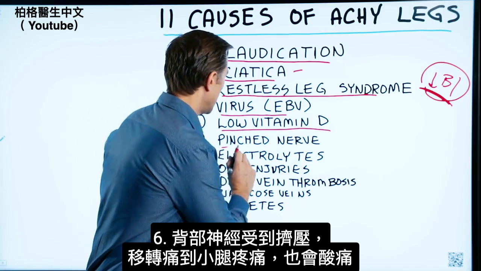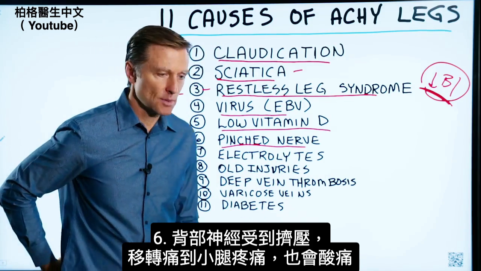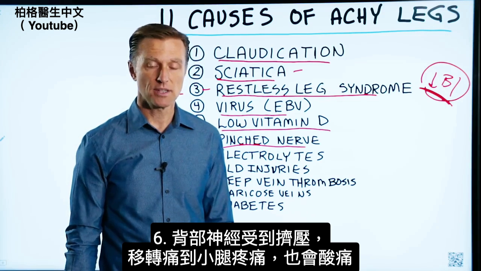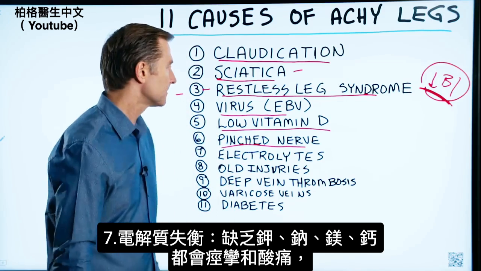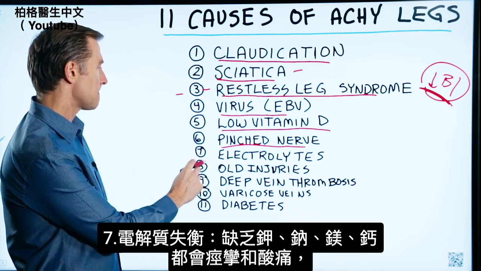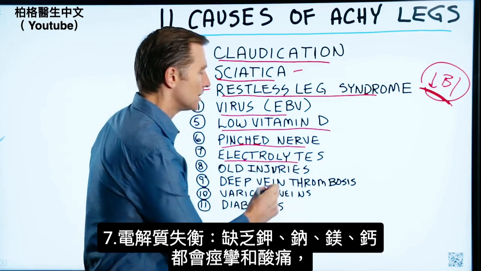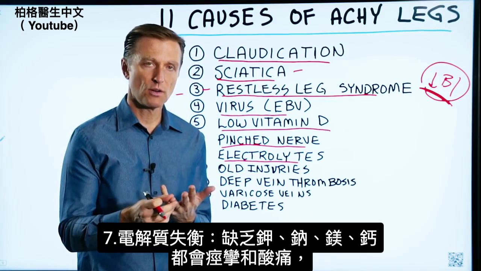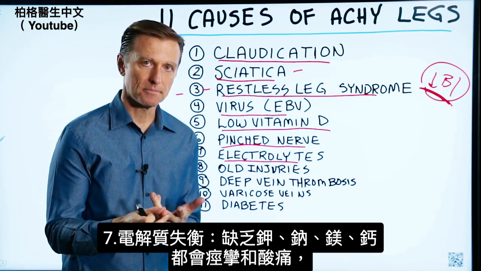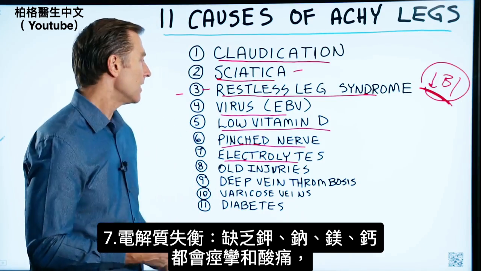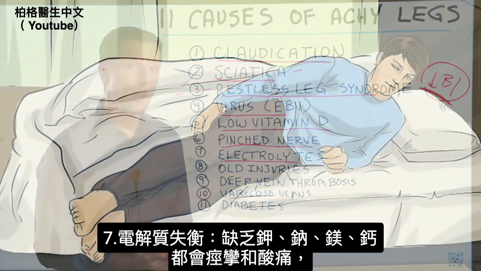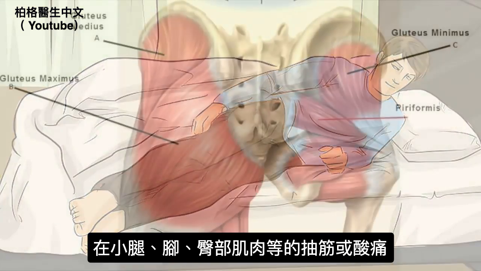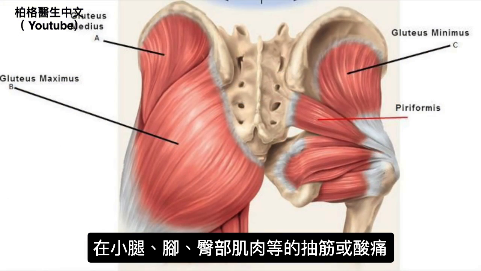Number six, if you have a pinched nerve in your back somewhere, that can refer not just pain in the lower part of your legs, but achiness as well. Number seven, electrolyte imbalances. So if you're deficient in potassium or sodium or magnesium or even calcium, that could be enough to create not just a cramp, but an achiness in the calf or your foot or your buttocks muscle as well. It could be anywhere in the body.